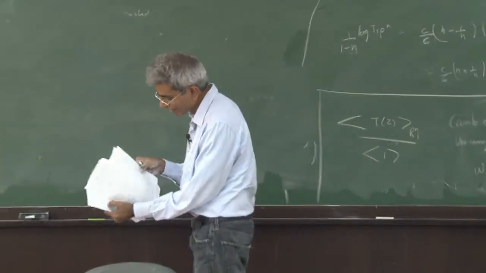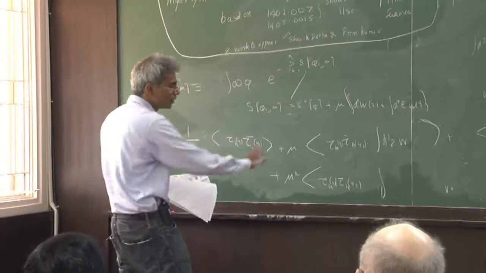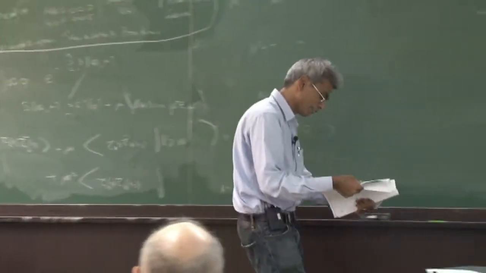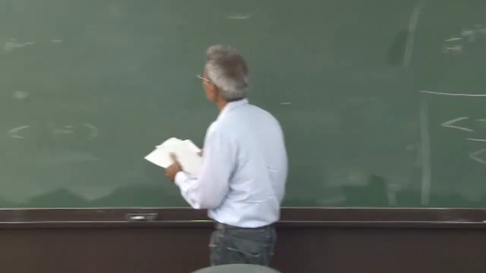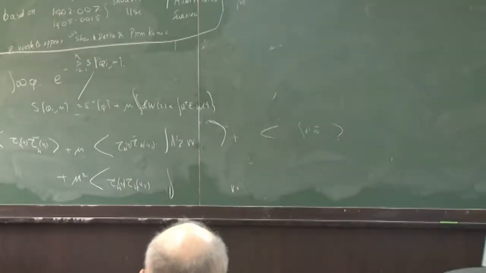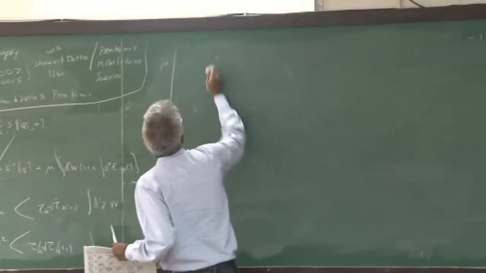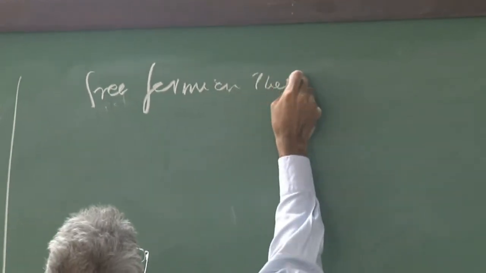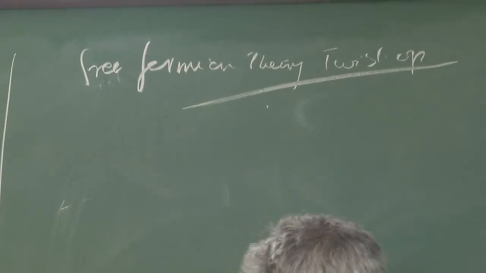So I didn't tell you because, in fact, I should mention before I go ahead, we can calculate this without a free field realization. But since people are curious, I will tell you the free field realization. So here it is for free fermion theory. Since it's sort of a discussion thing, let me tell you. So free fermion theory, twist operator. How do you construct it?